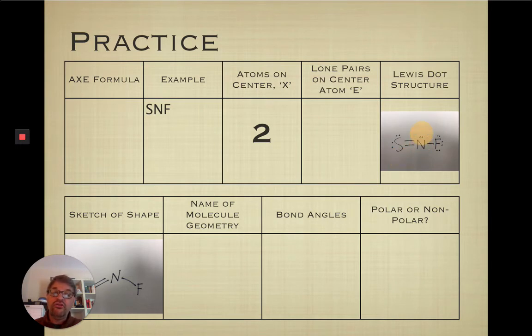Lone pairs, there it is, 1 lone pair. Notice those dots are on the central atom. They are not part of another bond. Okay, so our X formula, AX2E1. Okay, take a moment and see if you can determine the shape of the molecule.